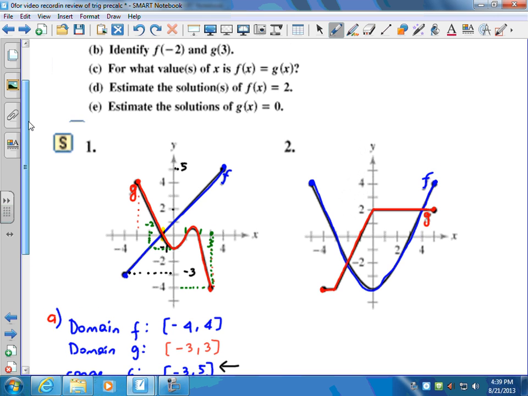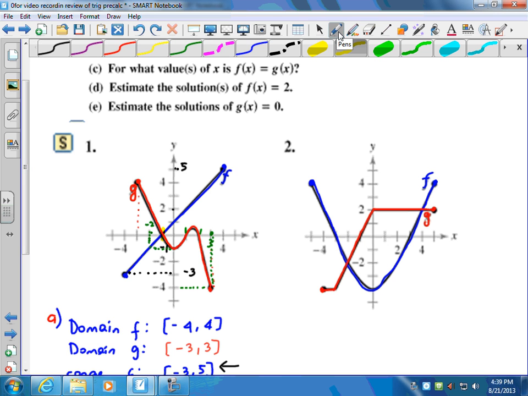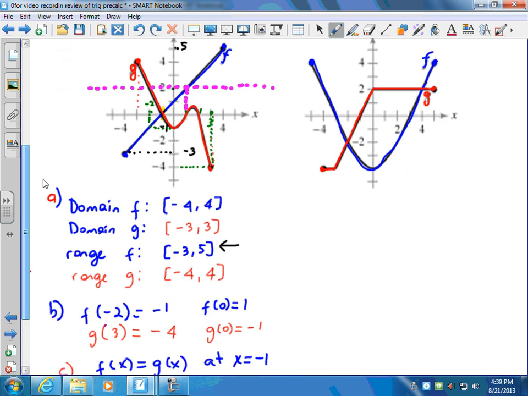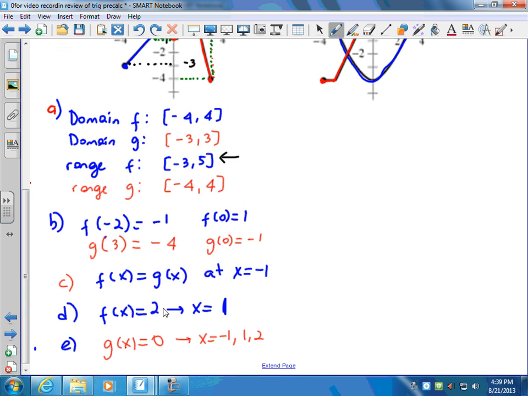What was the next question? Solve the equation f of x is equal to 2. So for that one, I will draw a line right through the point 2. And wherever that line intersects f of x, that's the solution. And the solution is always given in terms of the x value. So in this case, the answer is going to be 1. So f of x equals 2, the solution is x equals 1.